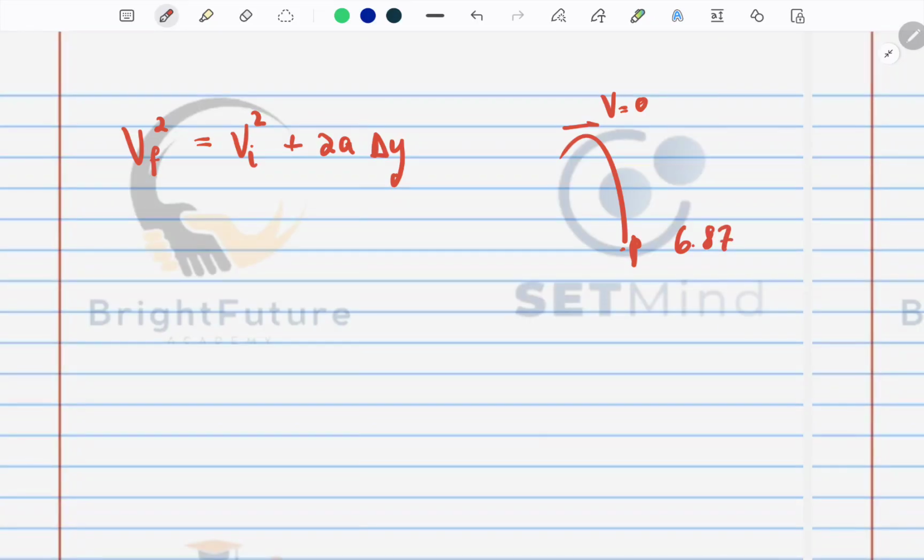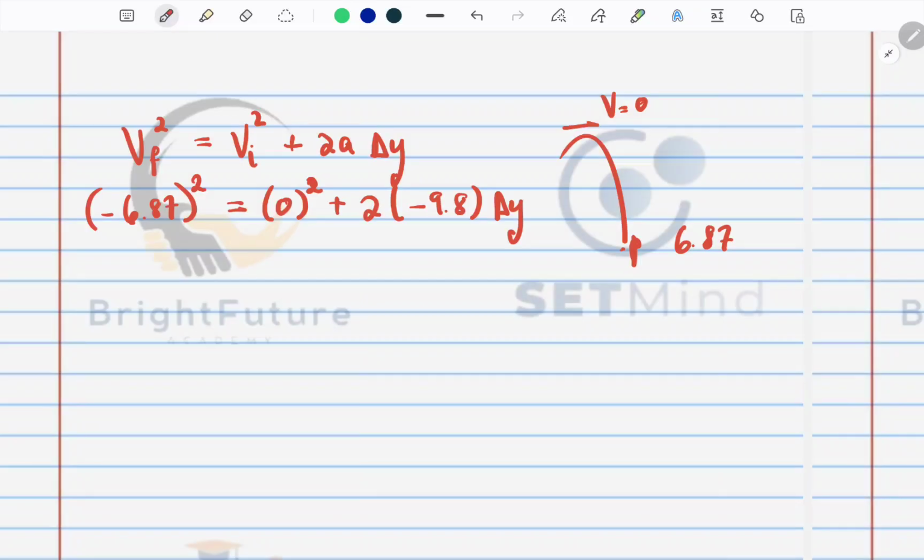So here the final velocity is going to be 6.87. It's actually minus 6.87 squared equals the initial velocity, because we're starting at the peak, going to be 0 squared, then plus 2 times minus 9.8 delta Y. This is what you have.